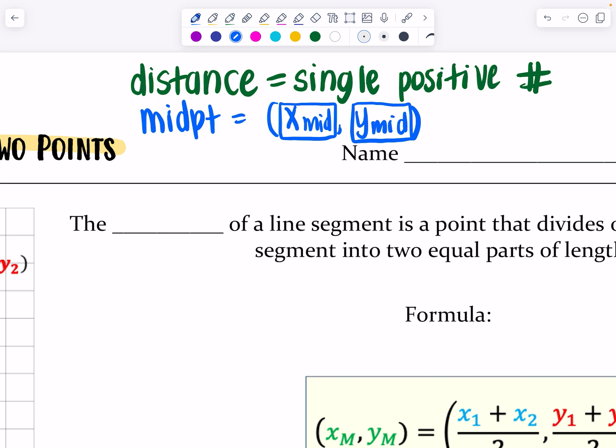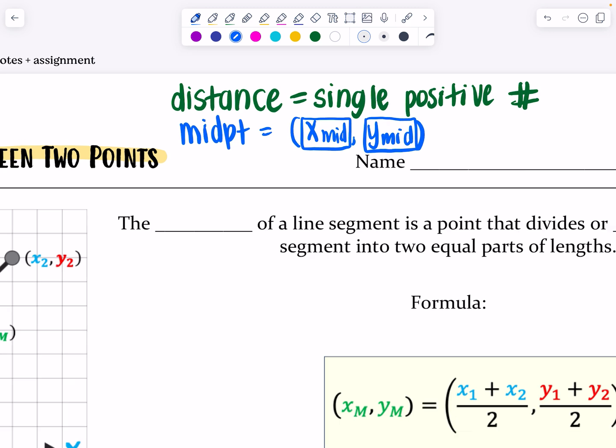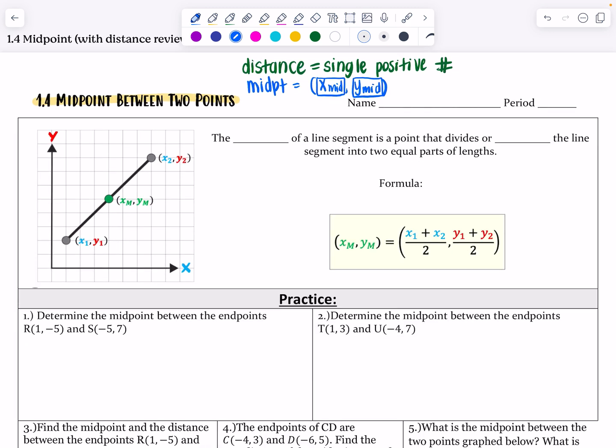For distance, it's going to give you a single positive number. It can be a decimal, it does not have to be a whole number. But for midpoint, you can have negative numbers because we're just finding the middle coordinate. We've done this before, and you'll have seen this before, but I just wanted to go ahead and review that.